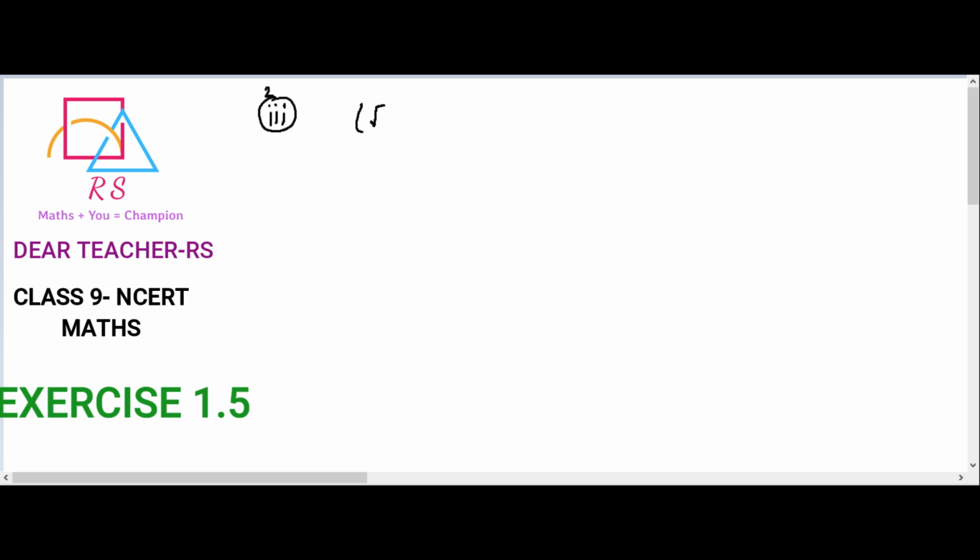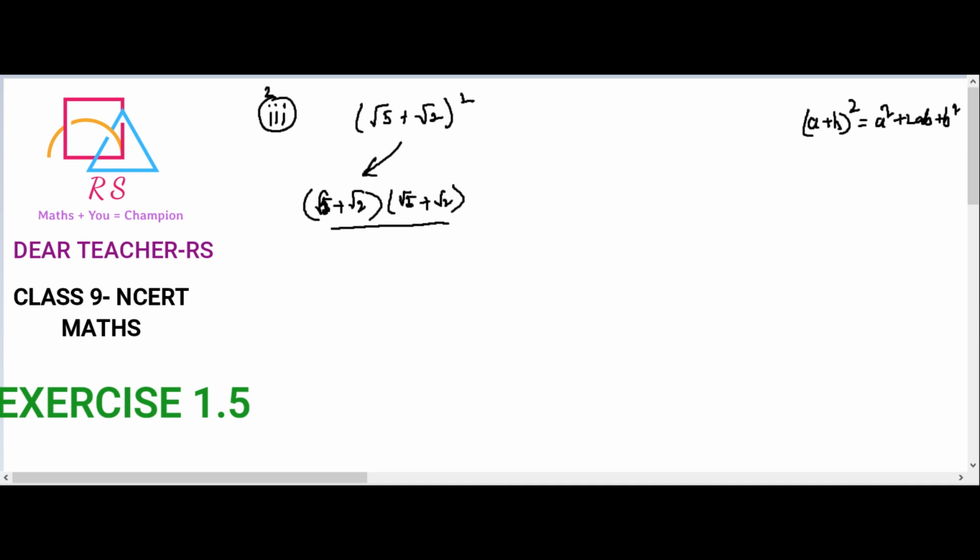Simplify square root of 5 plus square root of 2, whole square. If you are good in formulas, you can use the (a plus b) whole square formula: a square plus 2ab plus b square. If you do not remember this formula, you can do it another way: multiply root 5 plus root 2 by root 5 plus root 2. This is like the first problem, you just open the brackets. But I will use the formula.